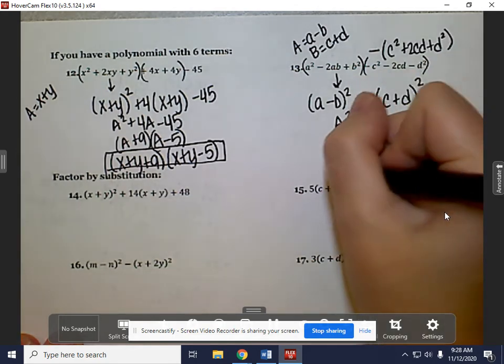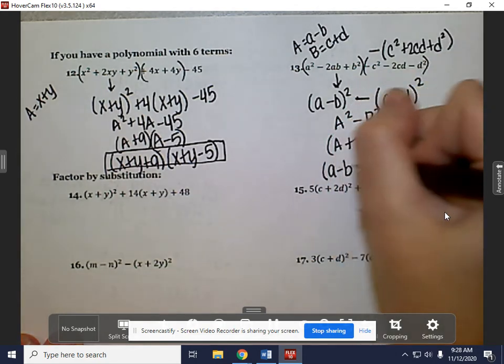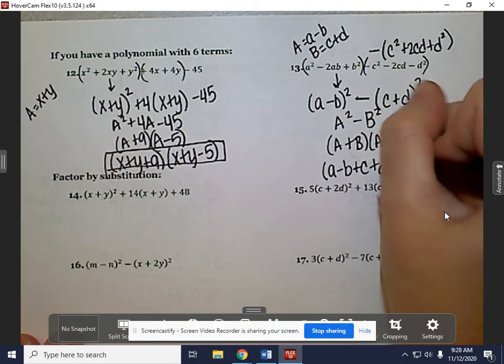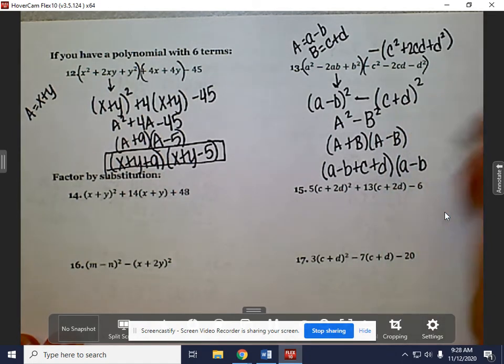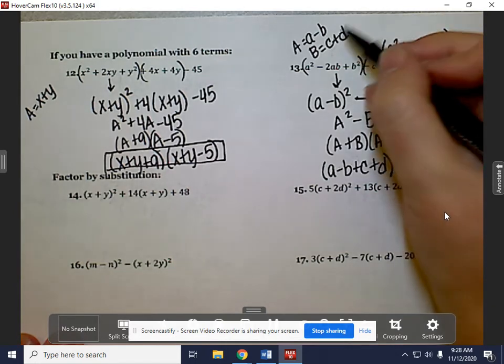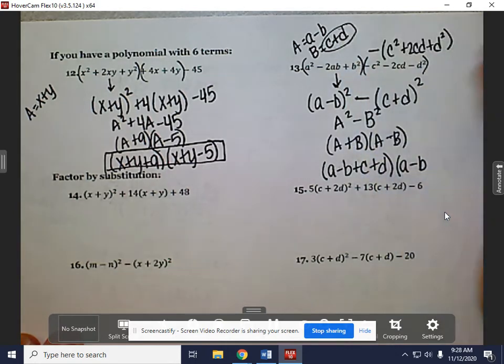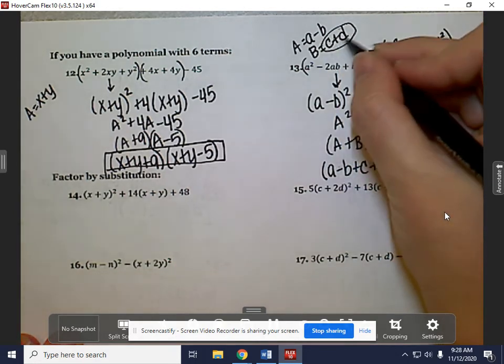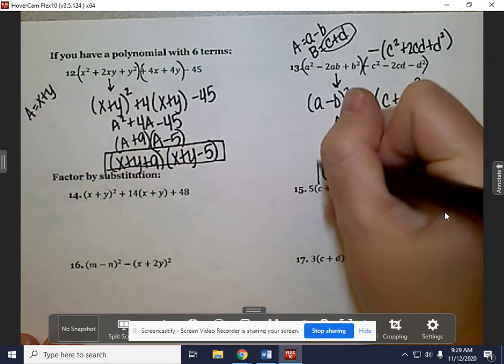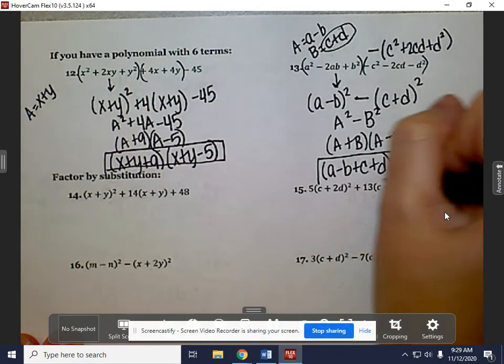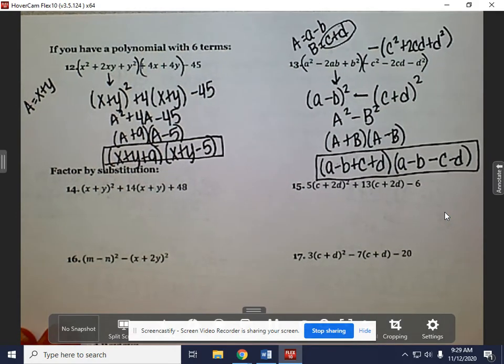So then fill back in. So that would be a minus b plus c plus d. And then just be careful on this one. It's a minus b. You're subtracting the binomial that b is representing. So when I say minus, I'm subtracting both of those. So it would be minus c minus d. And that would be your final answer for that one.